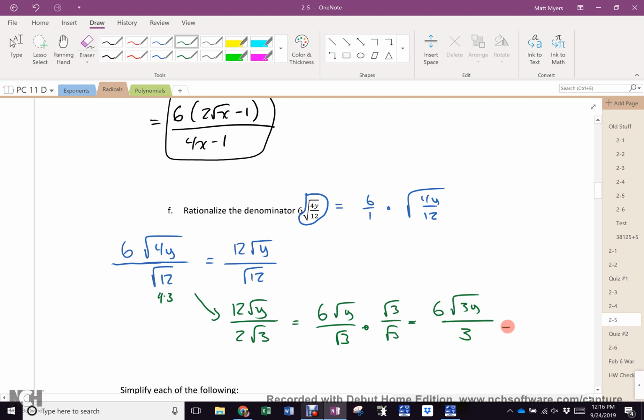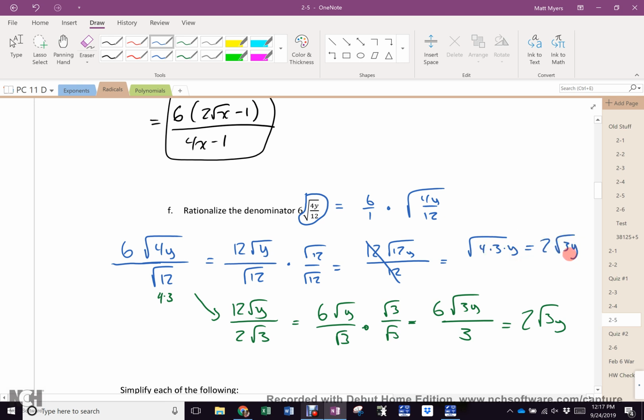What would we do there? What will we do here? 2 root 3y. If I follow Ashton and I go root 12 over root 12, I then get 12 root 12y over 12. The 12s cancel. And now I've got root 4 times 3 times y. Bring out the 2 root 3y.